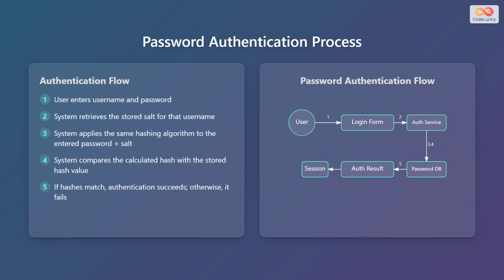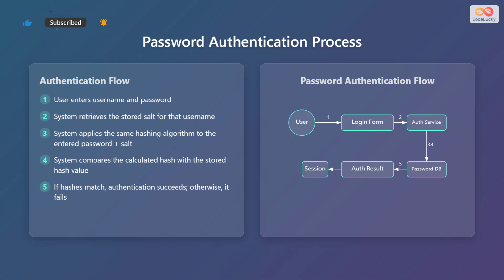Now, let's understand the password authentication process step by step. First, the user enters their username and password. Second, the system retrieves the stored salt for that username. Third, the system applies the same hashing algorithm to the entered password, combining it with the salt. Fourth, the system compares the calculated hash with the stored hash value. Fifth, if the hashes match, authentication succeeds. If they don't, authentication fails.